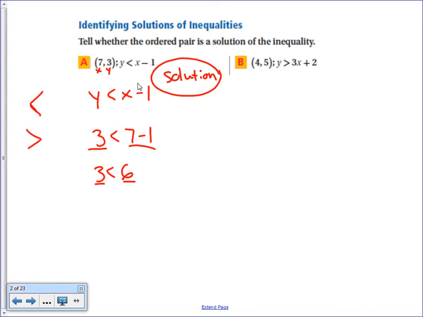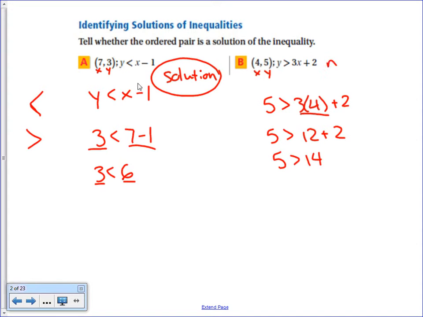Going on to letter B, plugging in 4 for x and 5 for y, I have 5 is greater than 3 times 4 plus 2. Make sure to multiply first. 3 times 4 will give me a 12, so I got 5 greater than 12 plus 2. 12 plus 2 will give me a 14. And is 5 greater than 14? No, so this is not a solution.